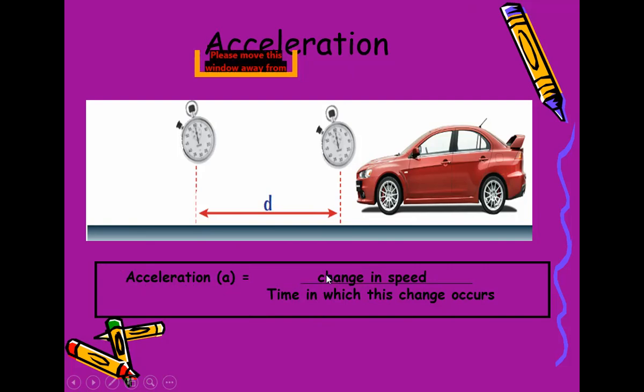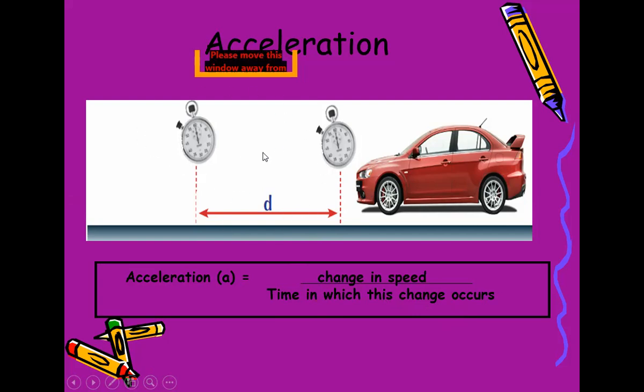V final is the end point. V initial is the start point, when the car moves from point A to point B. So acceleration equals V final minus V initial divided by the time in which the change occurs. We will have some examples to identify this.